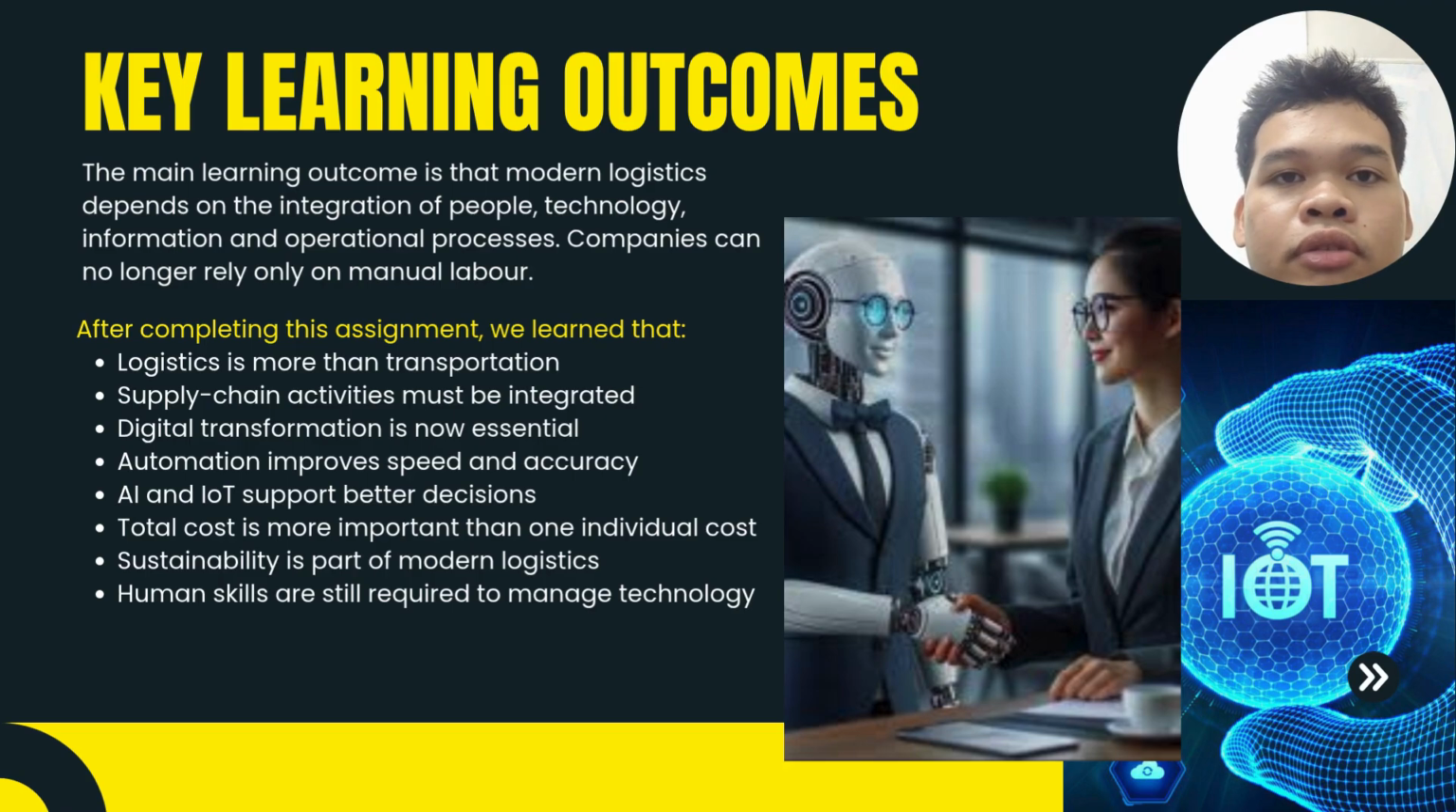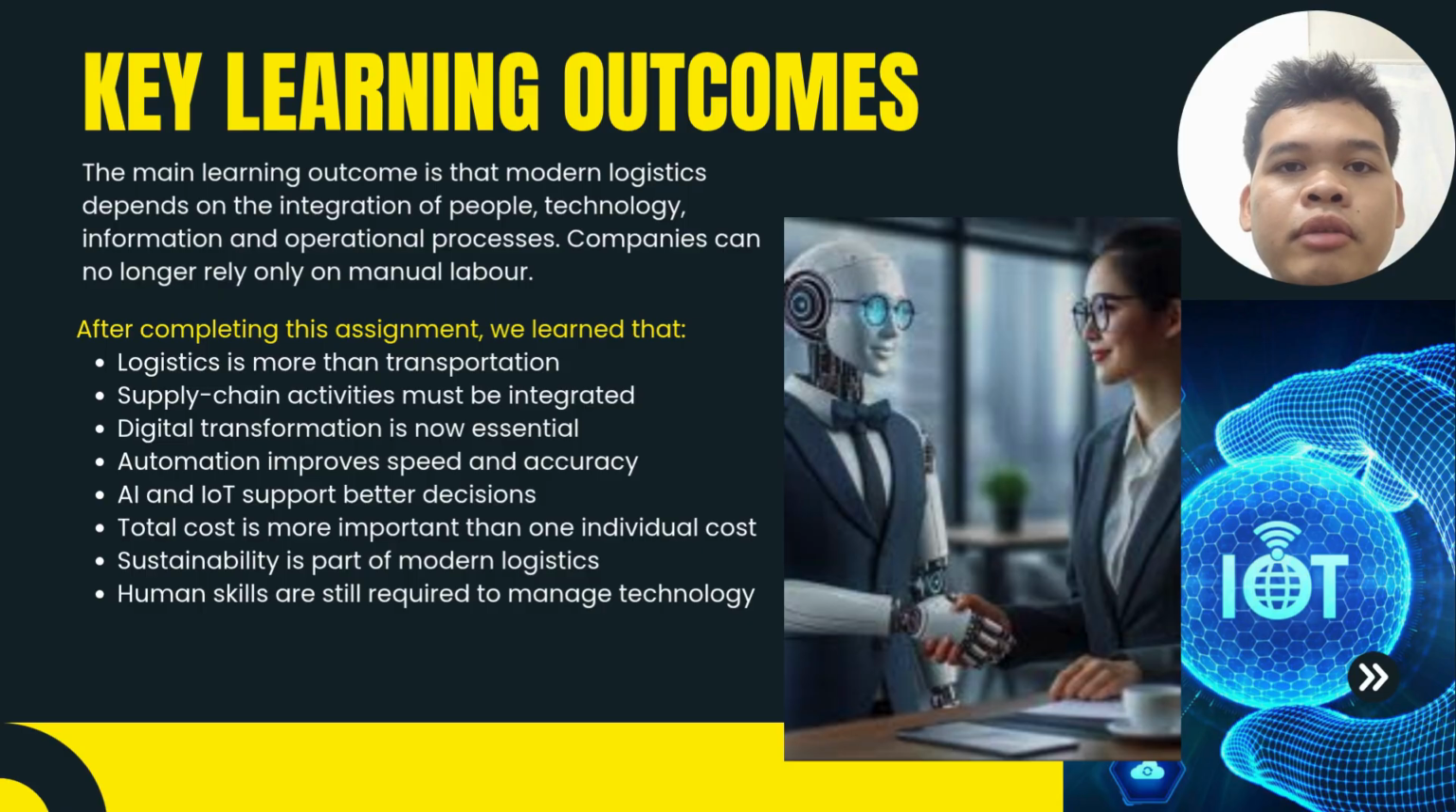Next, automation improves speed and accuracy by reducing manual work while making the process faster. AI and IoT support better decisions. For example, AI helps analyze data and predict outcomes, while IoT provides real-time tracking of goods.